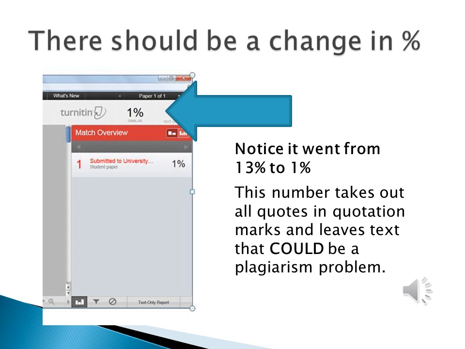After you have excluded these, there should be a change in the percentage in the top right corner. Notice how it went from 13% to 1%. So this means it takes out everything with quotation marks around it. And then it leaves only the text that could possibly be a plagiarism problem. This is what we're going to look at and see, are there areas that you have not correctly quoted?